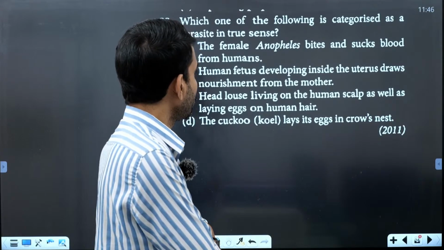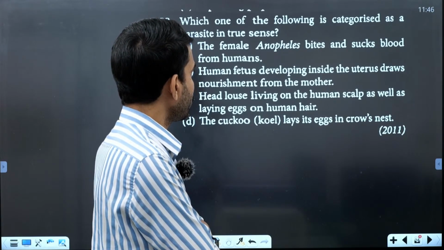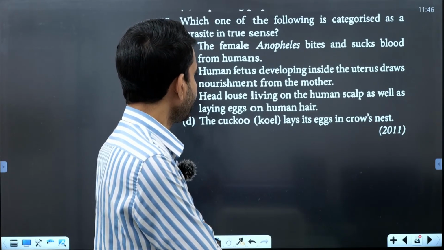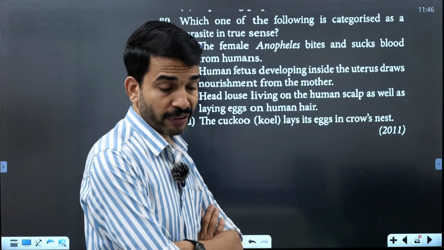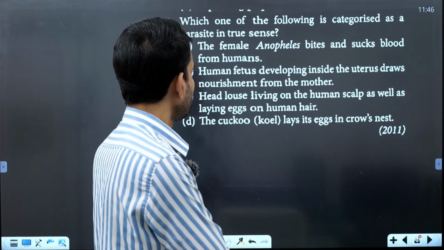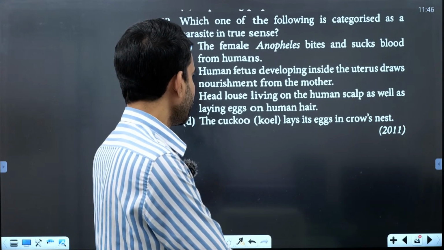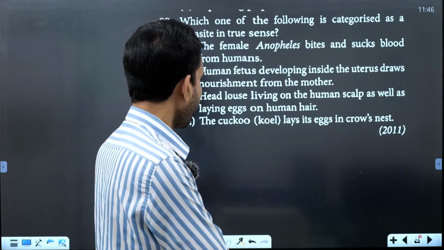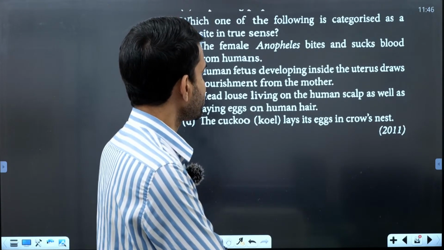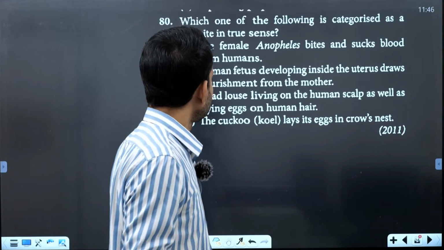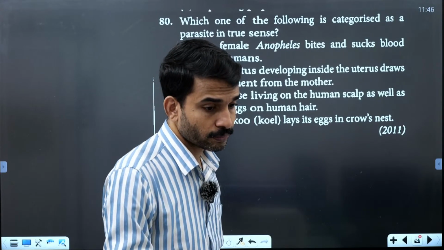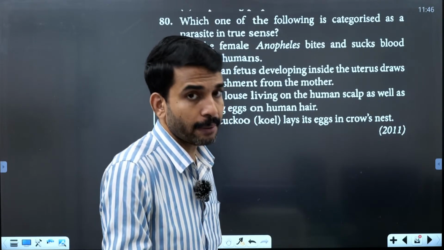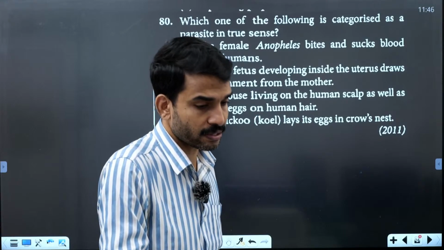You can check it. Can we call the female Anopheles mosquito a parasite? Can we call the human fetus a parasite? The head louse living on the human scalp as well as laying eggs on human hair. Then the cuckoo lays its eggs in a crow's nest. In true sense, real parasitism. The question is about real parasitism.